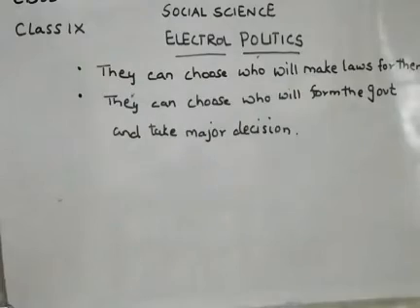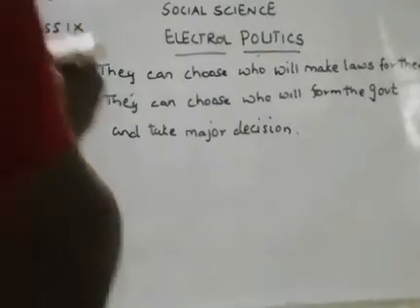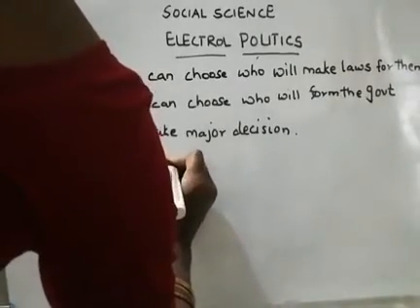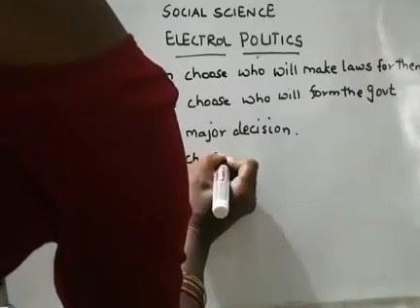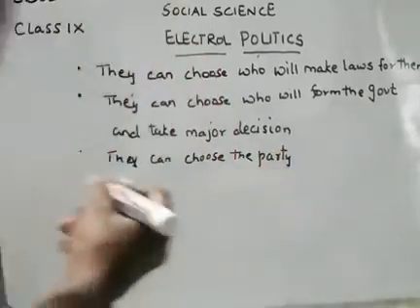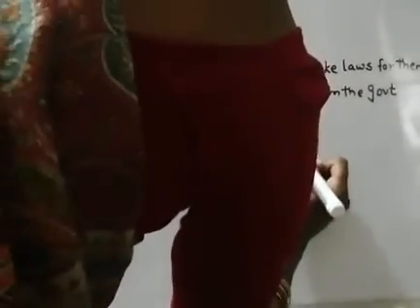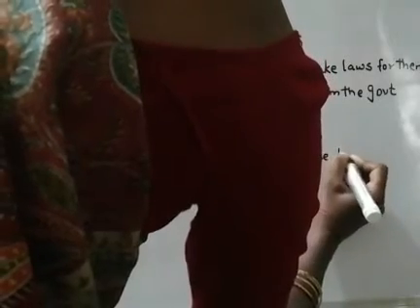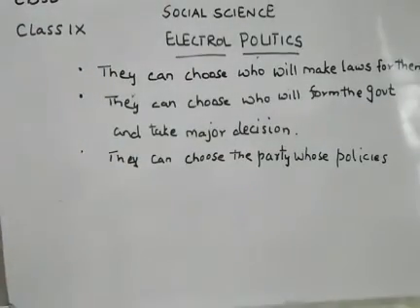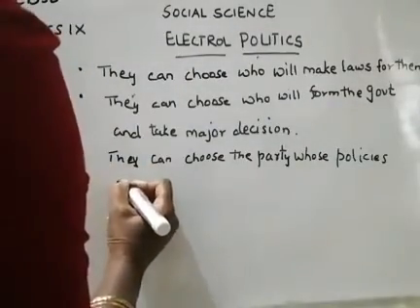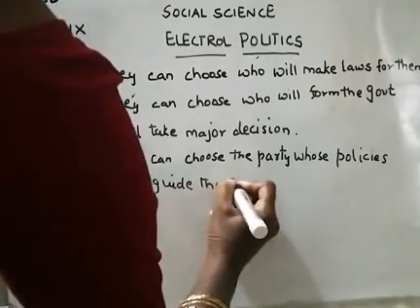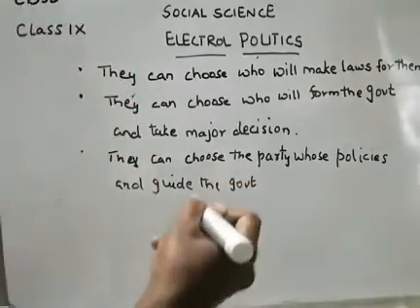Got it, children? The third point is, they can choose the party whose policies will guide the government and lawmaking.